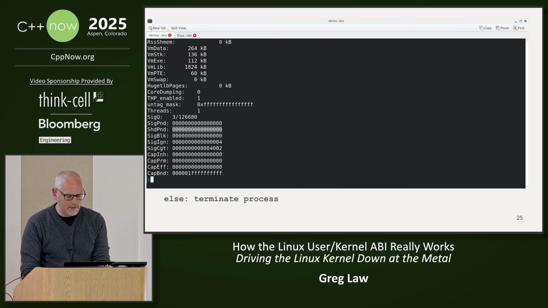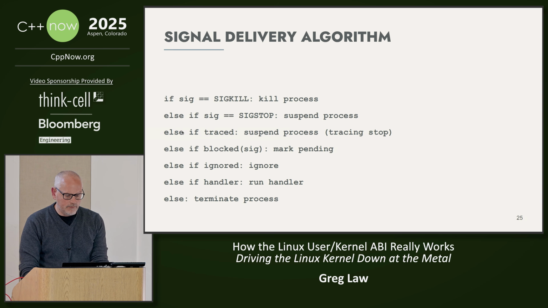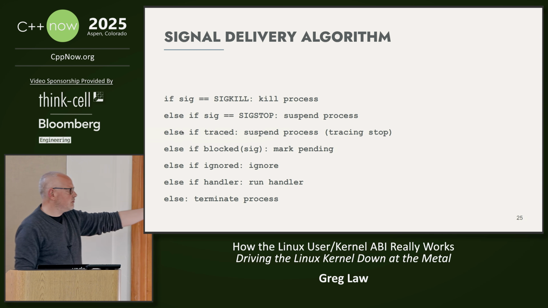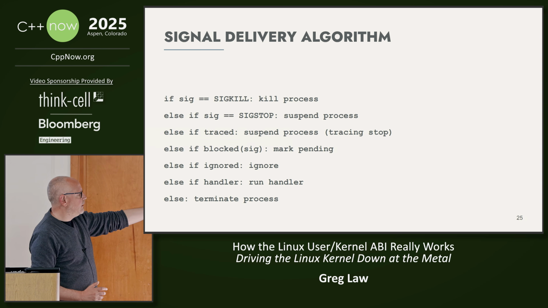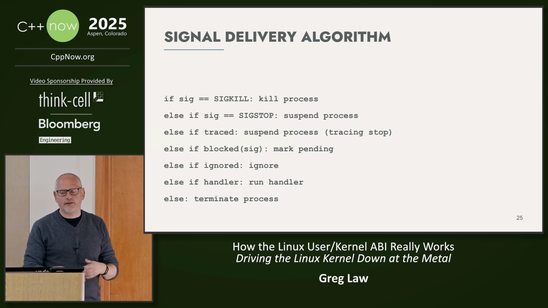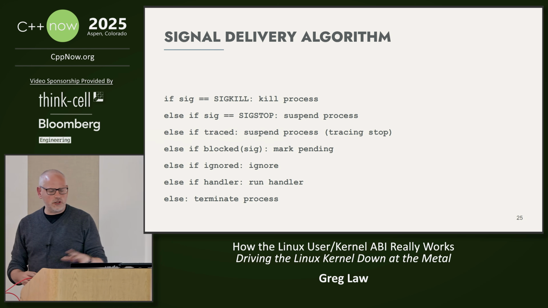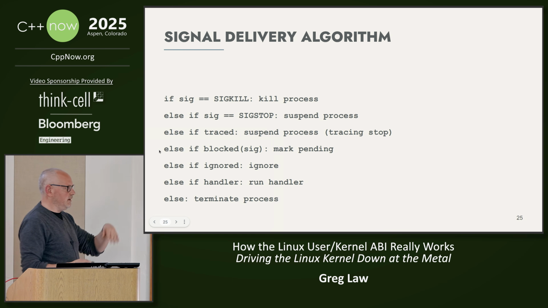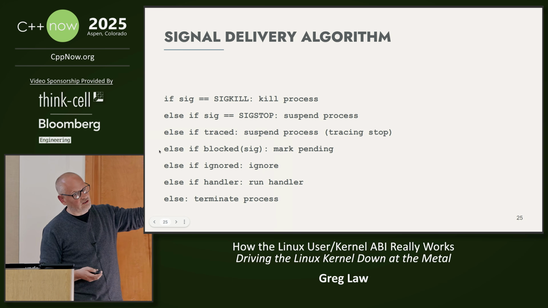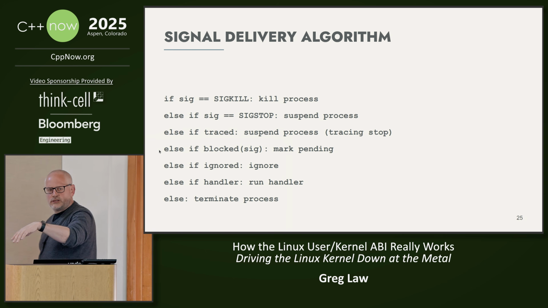Obviously, this process doesn't have any signals that are pending. That's all fine. If it's ignored, we just drop it. And if there's a handler, we run the handler. And then if not, well, depending on the signal type, we usually terminate the process, or maybe the default behavior for some signals is to stop the process or be ignored.